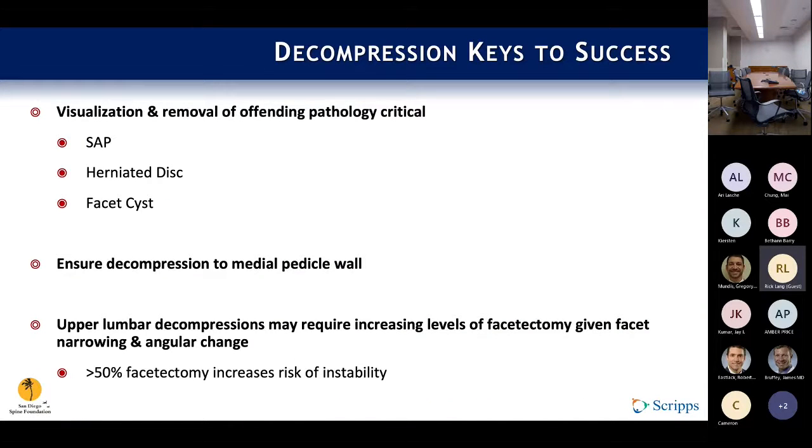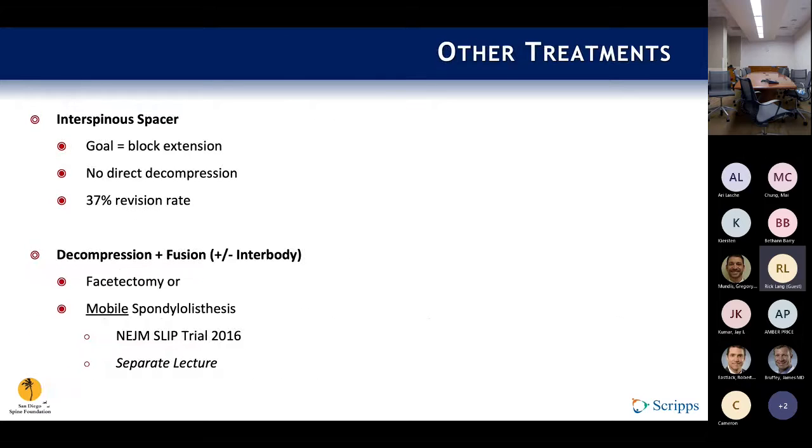Keys to success for decompression there: visualization and removal of the offending pathology, whether that be the SAP, a herniated disc, or a facet cyst. So the key is to visualize it and remove that pathology, making sure you get out all the way to the medial pedicle wall, and remembering that upper lumbar levels may require increasing levels of facetectomy, given the facet narrowing and the angular change, and that may result in increased levels of instability depending upon the number of levels you're doing.